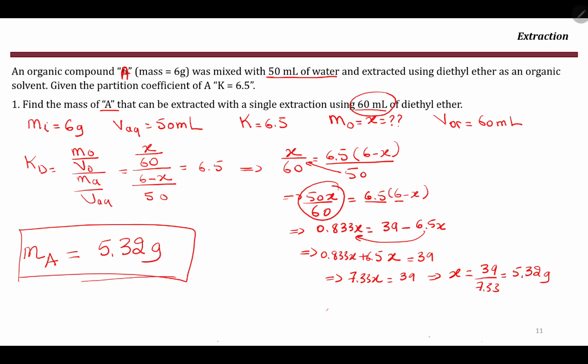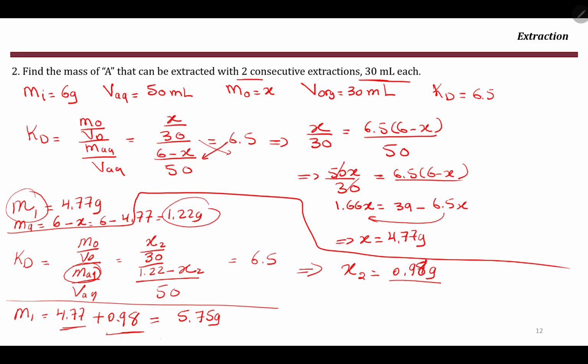compared to 5.32 grams using single extraction. So if I use a single extraction, I will be able to extract 5.32 grams of my compound. If I used multiple extraction, I will be able to collect 5.75 grams of my compound, and this proves that multiple extraction is actually more efficient than a single extraction using the same volume.